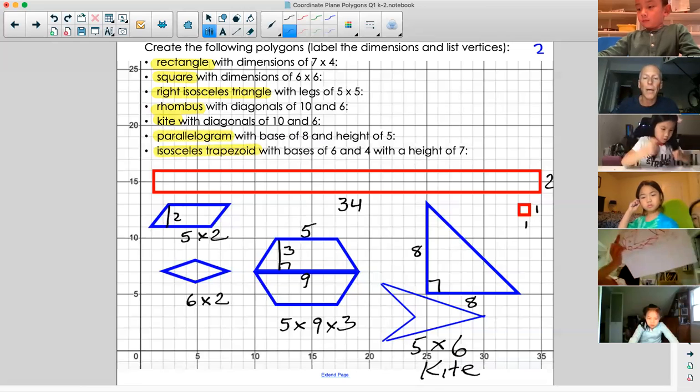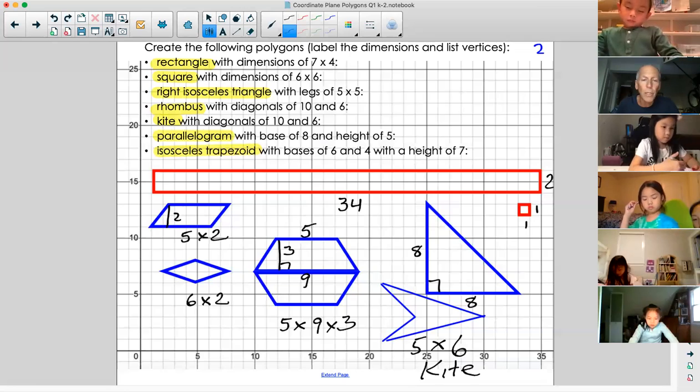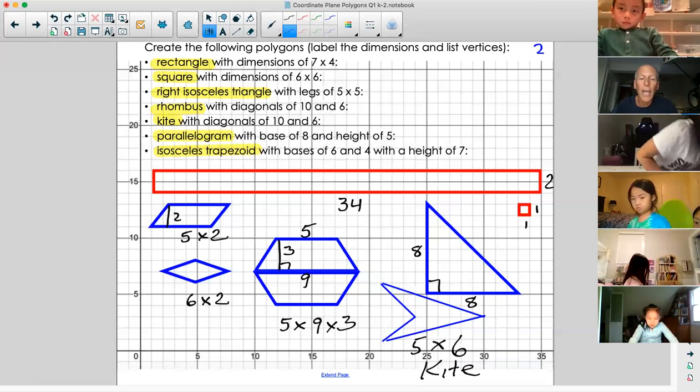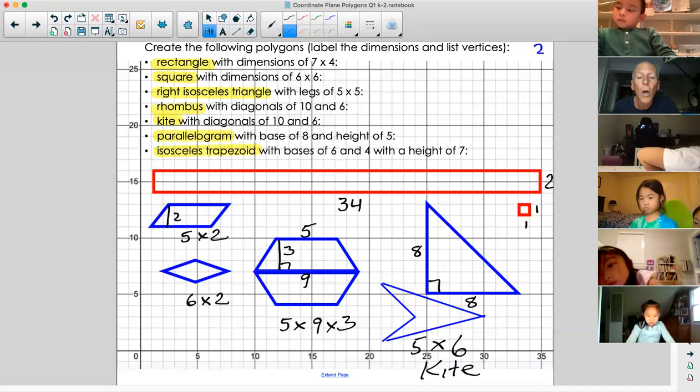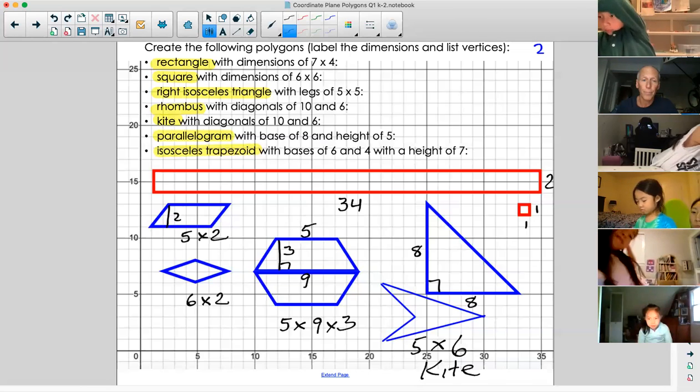What about you, Stella? Stella, you haven't shown me yours yet. I'd love to see your polygons. Say again? I didn't finish mine. You don't have to finish. I just want to see what you did so far.